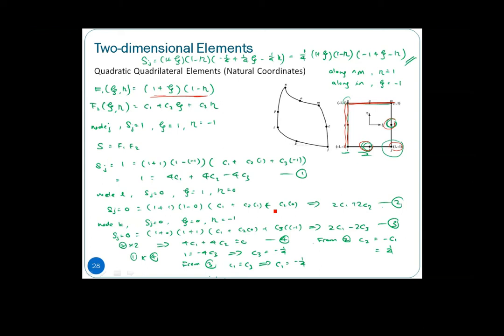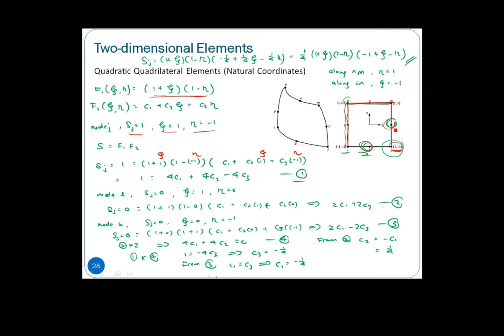So at node J, we know that the shape function is 1, so when psi equals 1, eta equals -1. So this is 1 and -1. The shape function, of course, is f1 multiplied by f2. So we have 1, then we have this 1 plus 1, 1 minus -1. So this is our psi, this is our eta, this is our psi, this is our eta. All right, substitute it. So we get our first equation.